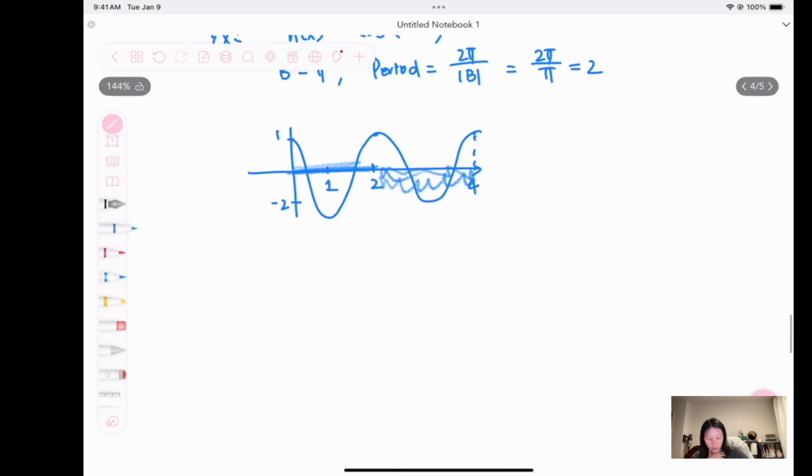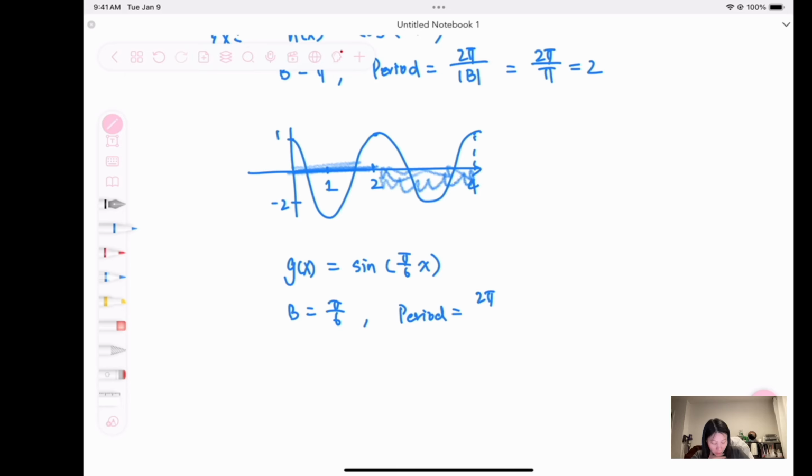Last example. What if I gave you g of x equals sine pi over 6 times x. Our b in this case is equal to pi over 6. Then the period is equal to 2 pi over the absolute value of b, which is 2 pi over pi over 6, which is 12. That means you're going to repeat every 12 distance.